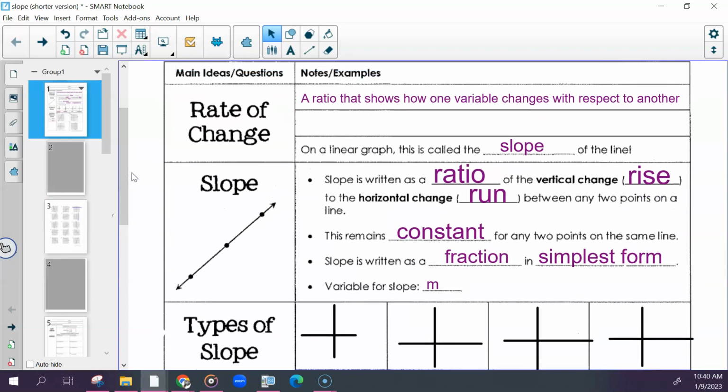So on that first page, you can go ahead and start writing these down. I'll read them out as well. A rate of change is a ratio that shows how one variable changes with respect to another. On a linear graph, or on a graph that is just a line, this is called the slope. Slope is written as a ratio of the vertical change, the rise, to the horizontal change, the run, between any 2 points on a line.